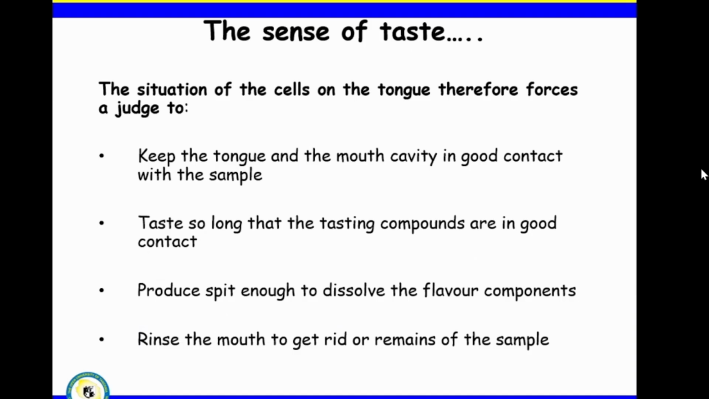The situation of the cells on the tongue therefore forces a judge to keep the tongue and the mouth cavity in good contact with the sample. Because here I'm explaining in relation to sensory evaluation and not when you are eating food. When you are eating, you are just eating food. You find that the food is yummy, delicious, and then you eat fast maybe. You are not doing any sensory evaluation or analysis. But if you want to judge, then keep the tongue and the mouth cavity in good contact with the sample.